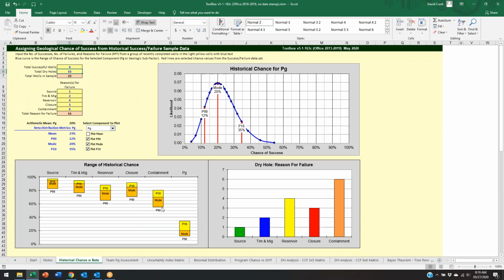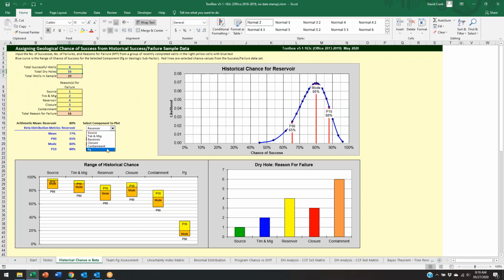That's graphed up down below, with the base being representative of the P90, the top of the yellow is the P10 range, but you can go in and investigate these. So we could look at the source with only one failure is a very high probability of success with a fairly narrow range of uncertainty, whereas you could take a look at other distributions.